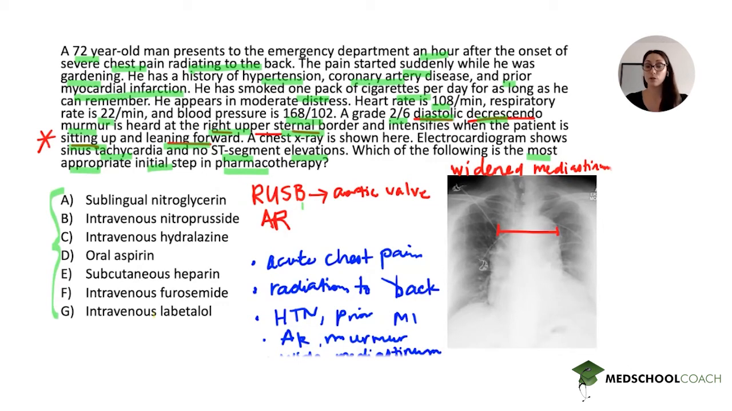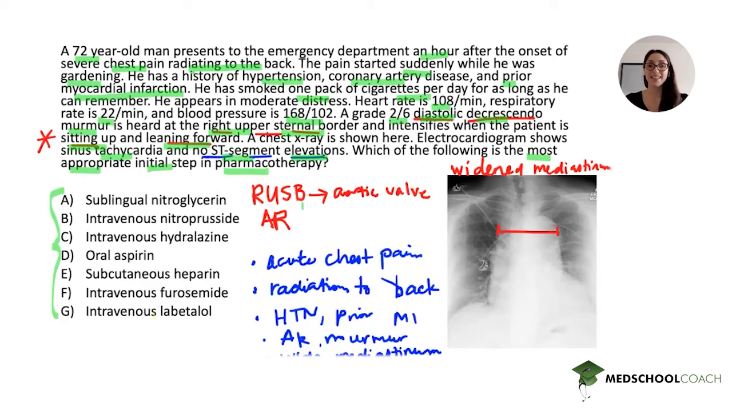Well, we're given the results of the EKG and we are told that there are no ST segment elevations. So although we could have been concerned about that initially, once we see the results of that EKG, we can cross that off the list because if this truly was an MI, there would be more abnormal findings on the EKG besides just sinus tachycardia.